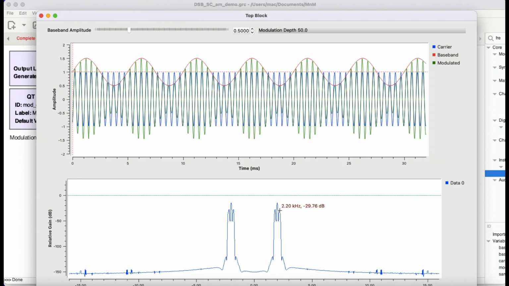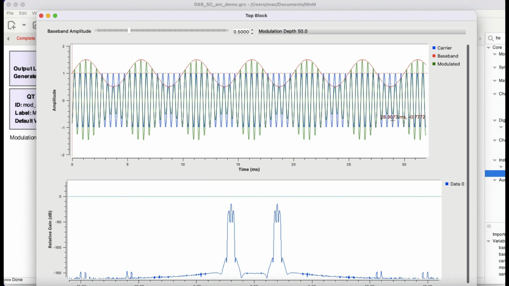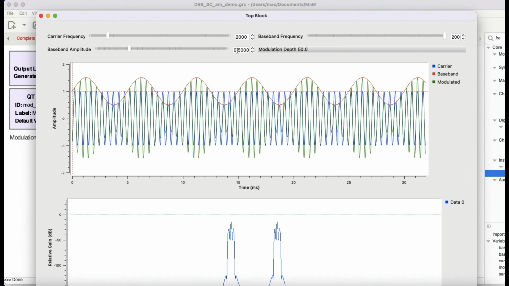2200, because FC plus FM and FC minus FM. And so this is FC minus FM. This is what you would expect to see, 1800, because your modulating frequency is 200 and your carrier signal is 2000. So 2000 minus 200 is 1800. And this is what you're expecting to see here. And this is what you're seeing here.